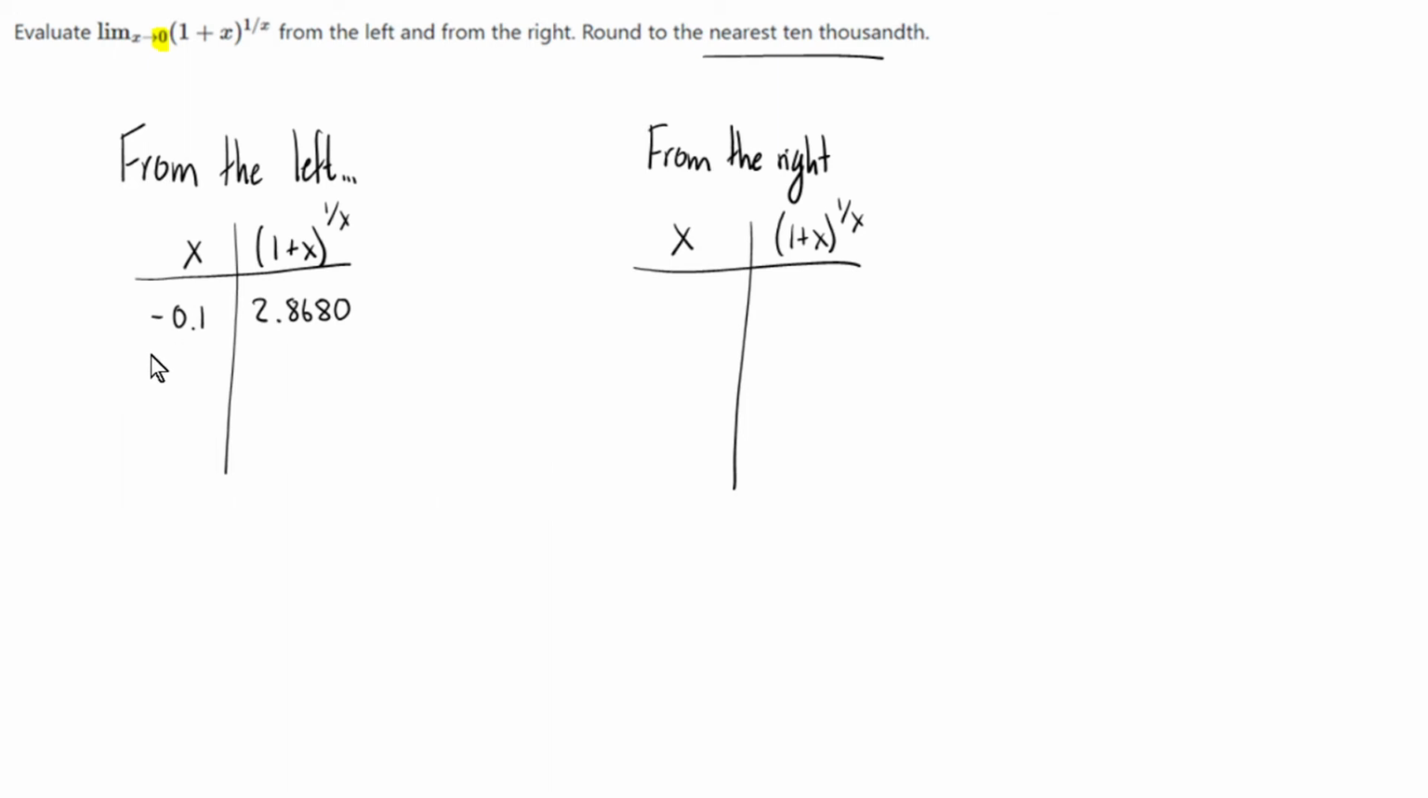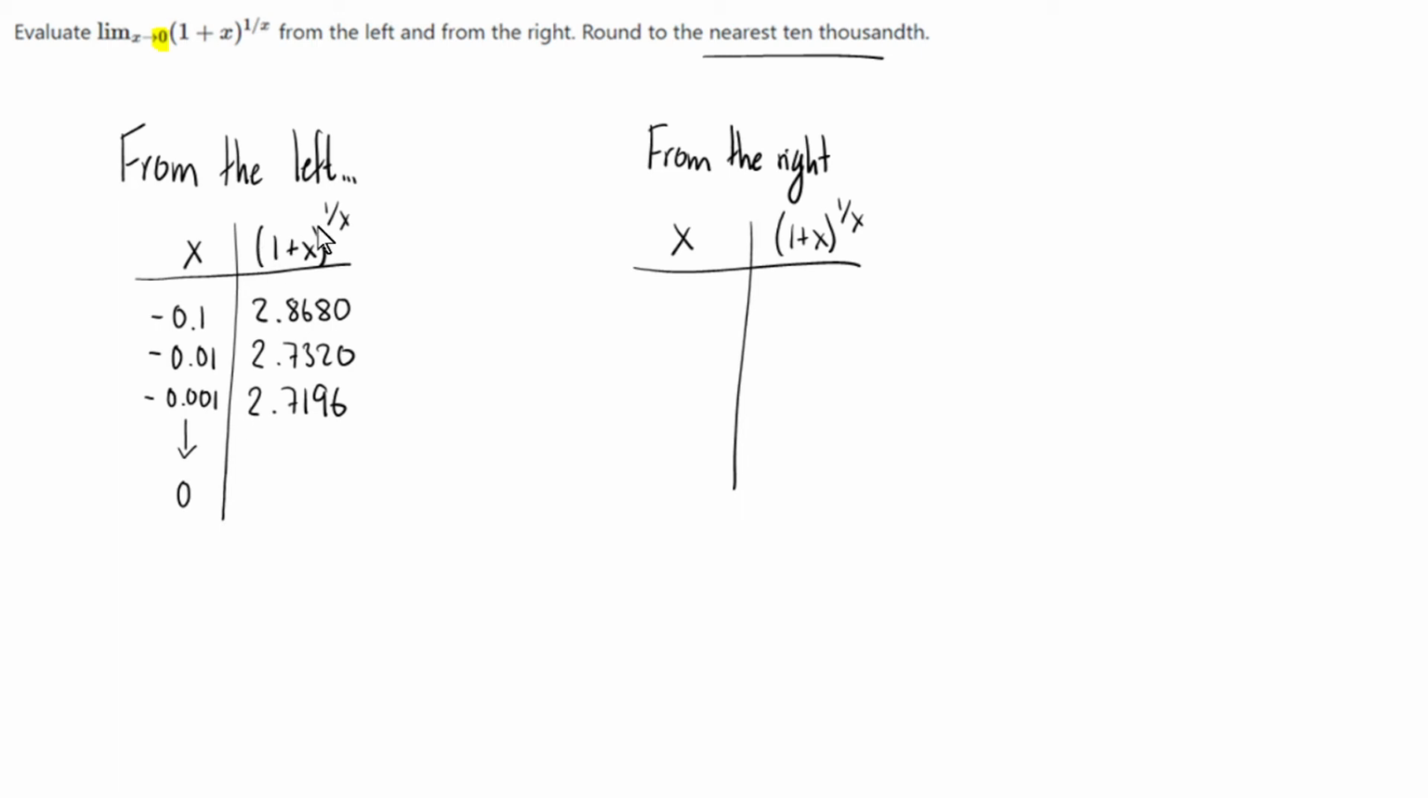Then we're going to pick another value for x that is a little bit closer to 0, to the limit. So it's going to be, for example, negative 0.01, which gives us 2.7320. Let's try one more value, even closer to the limit 0, negative 0.001, which is going to give us 2.7196.